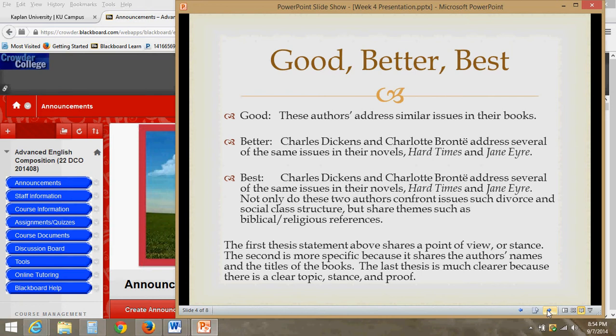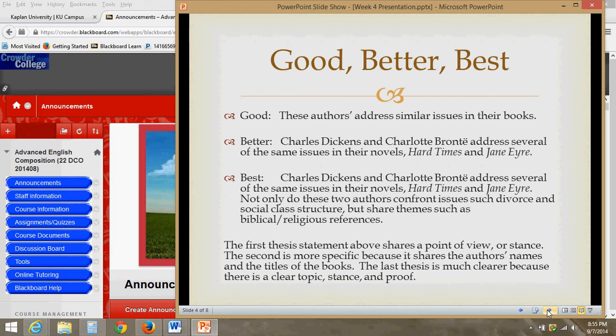So Charles Dickens and Charlotte Bronte address several of the same issues in their novels, Hard Times and Jane Eyre. Not only do these two authors confront issues such as divorce and social class structure, but share themes such as biblical or religious references. So this last thesis statement is the best because it not only shares the topic, it not only shares the point of view, but it also gives specific details on how the writer of this paper is going to prove that point of view.